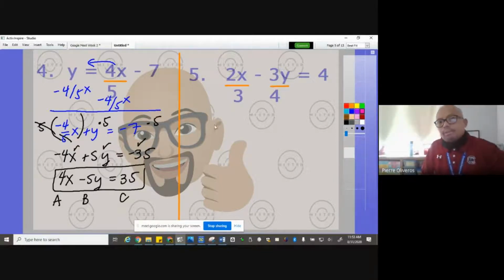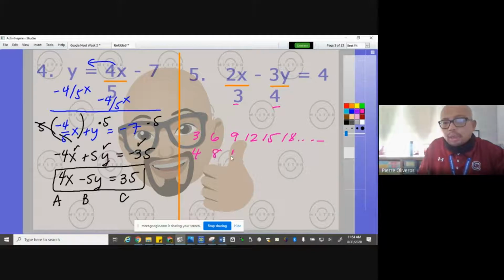Next, number 5. 2/3 x minus 3/4 y is equal to 4. Now I need to get the least common denominator of 3 and 4. If you couldn't figure it out, let's review 3 and 4. What are the multiples of 3? 3, 6, 9, 12, 15, 18, and so on. 4 is 4, 8, 12, 16, 20. Can you see any common to them? The least common there is 12.